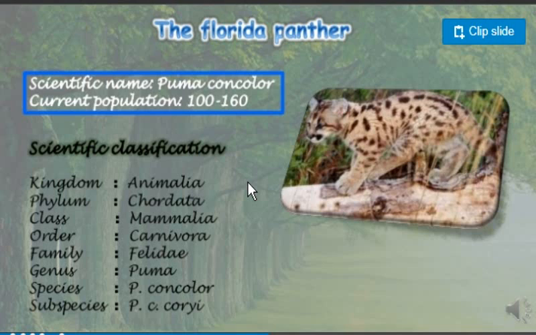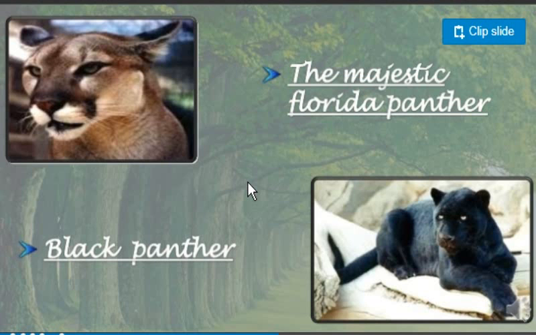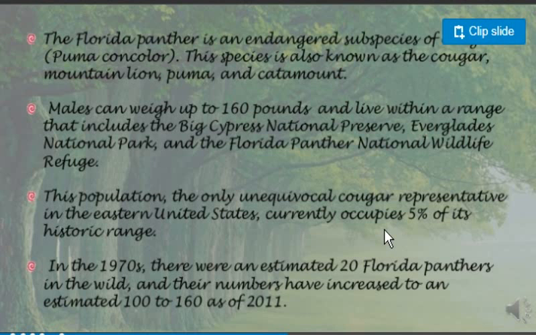The Florida panther. Scientific name Puma concolor. Current population 100 to 160. The majestic Florida panther. Black panther. The Florida panther is an endangered subspecies of Puma concolor. This species is also known as the cougar, mountain lion, puma, and catamount.